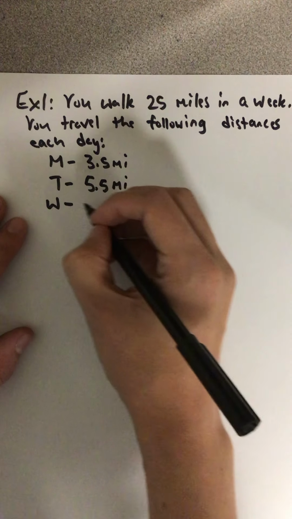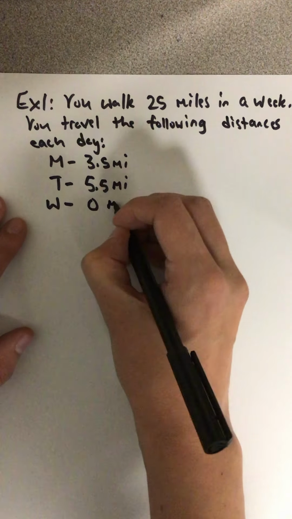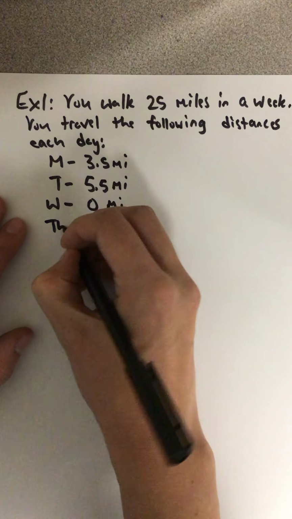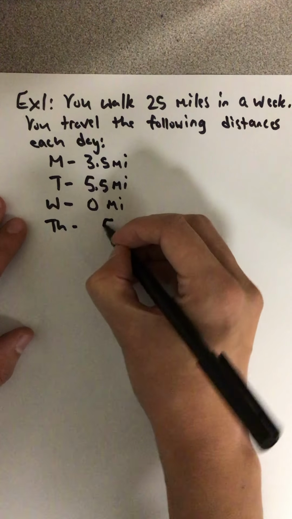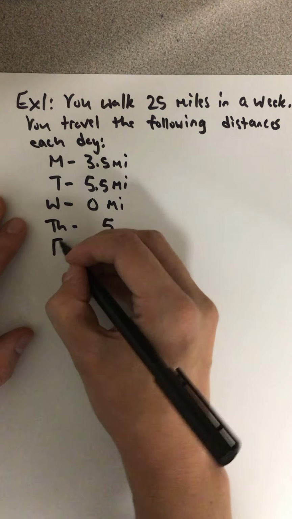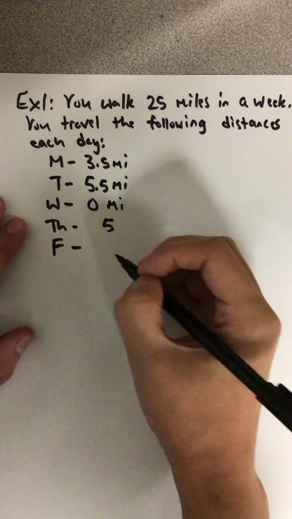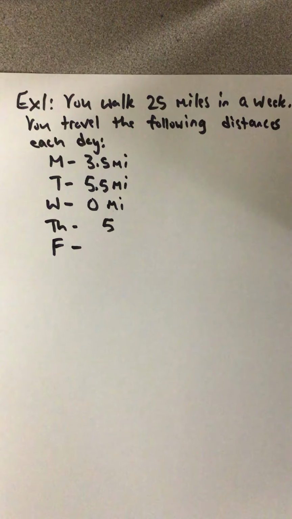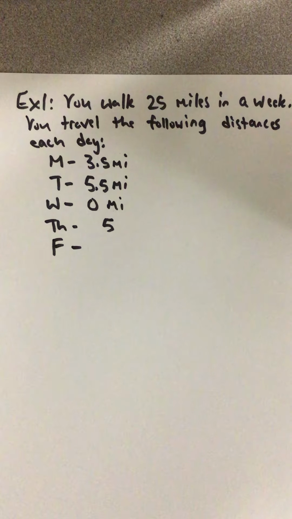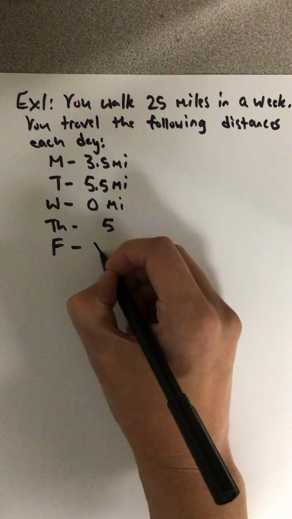Wednesday, we didn't go for a walk at all. Thursday, we travel 5 miles. And we don't know how many miles we went on Friday. So we need to solve for how many miles that we went on Friday. Because we know that we went 25 miles total, we just don't know how many miles that was. But we can put a stand-in for how many miles that would be, and we'll say it's X miles.